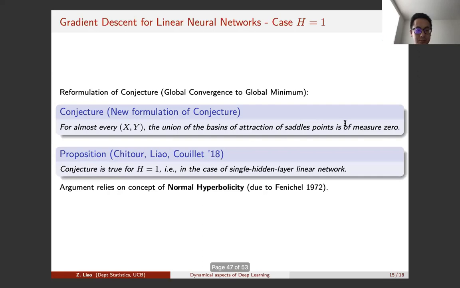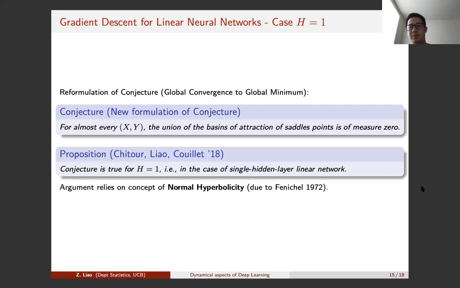Okay, and we prove that this is true for the single hidden layer linear neural network with H equal to 1. Okay, the proof relies on the concept of normal hyperbolicity.